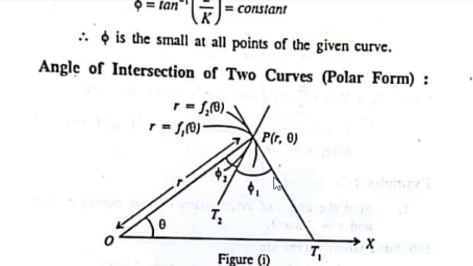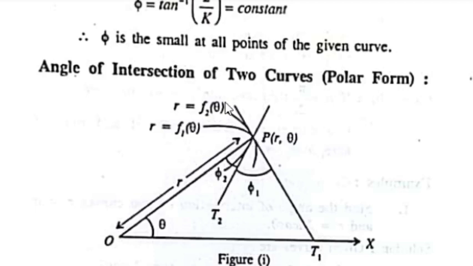Right? So here we consider two curves. This is the first curve, which is given by r is equal to f1 of theta. And this is the second curve, r is equal to f2 of theta. These two curves are intersecting at the point P. So the angle of intersection of two curves is nothing but the angle between their tangents.